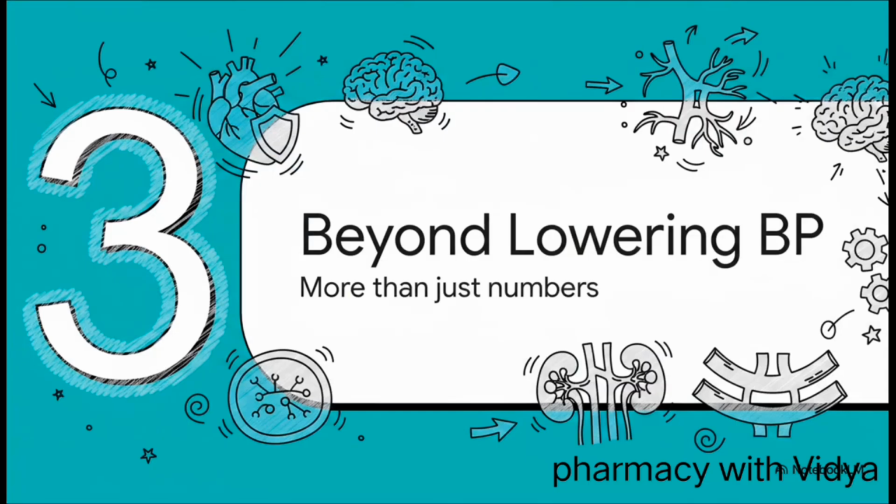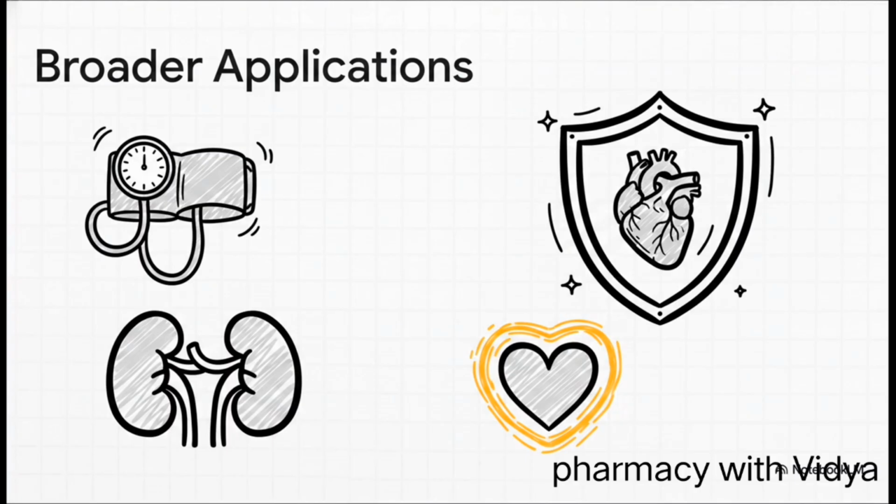Okay, Section 3, beyond just lowering BP. Because, believe it or not, these drugs do a whole lot more than just tweak your numbers. These medications are vital because they aren't just a simple numbers game. Sure, they control high blood pressure, but they are heavily relied upon to protect the heart right after a heart attack. They help manage heart failure, and this is huge. They protect the kidneys in diabetic patients. So really, we're talking about ultimate multifunctional protective tools for your body's most vital organs.